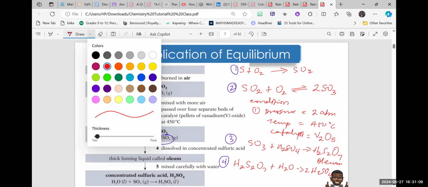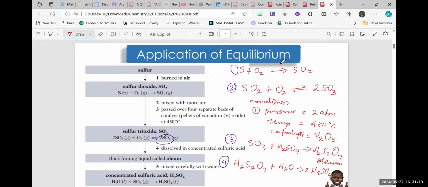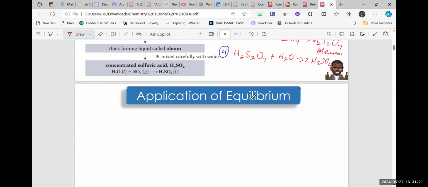In water to form sulfuric acid. So these are the four processes we go through for the contact process. Okay. So let's see how equilibrium applies in the contact process.